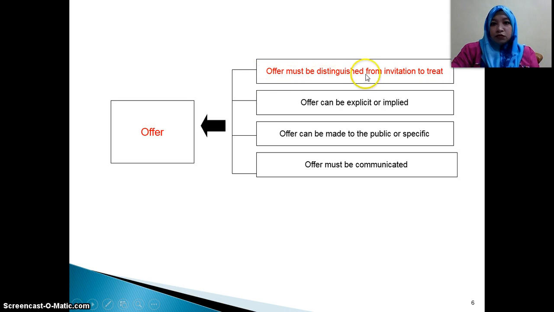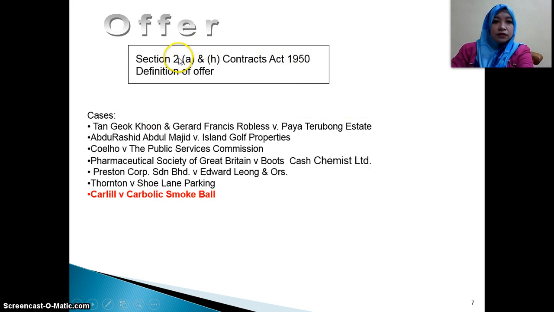Offer must be distinguished from invitation to trade. Offer must be explicit or implied. Offer can be made to the public or to a specific person. And lastly, offer must be communicated. According to Section 2(a) and 2(h) of the Contract Act 1950, we can define an offer. You can refer to this section for the definition of an offer.